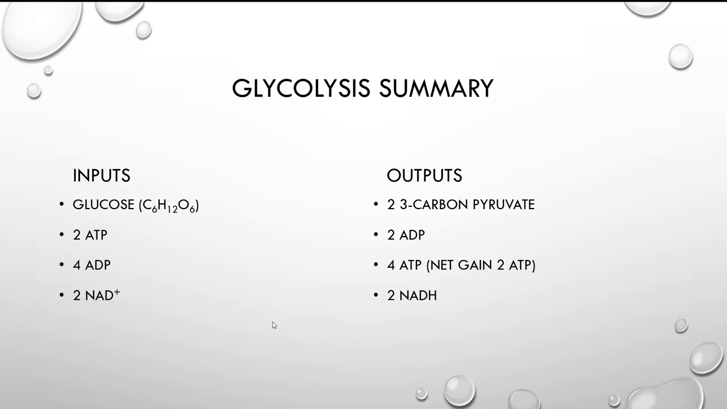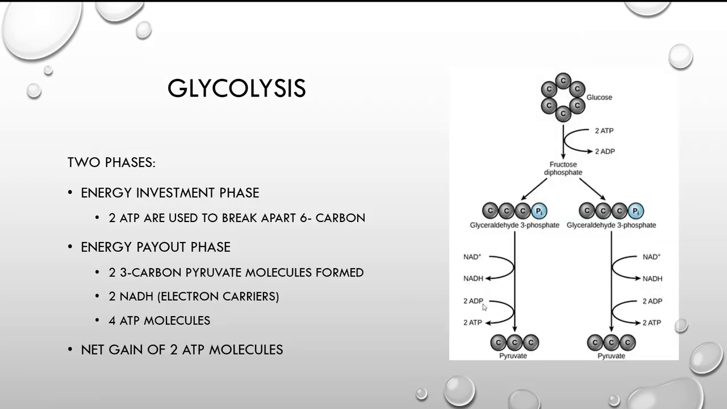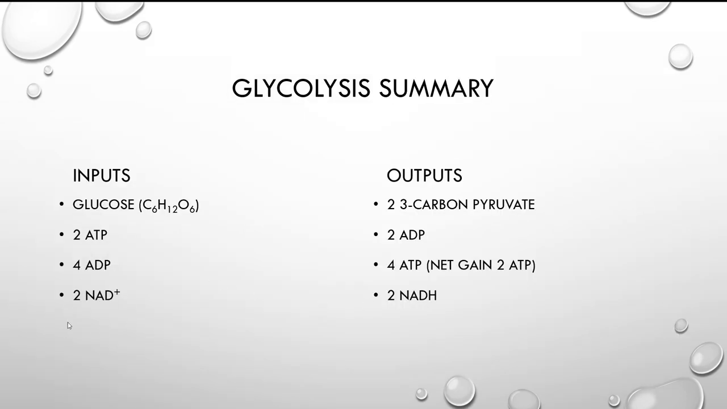So in our inputs, we started out with that glucose molecule, that 6-carbon molecule. We also needed 2 ATP, okay? If you go back a slide, we did have 4 ADP hanging around, okay? And then we had 2 NAD pluses, okay? So those were the oxidized form.